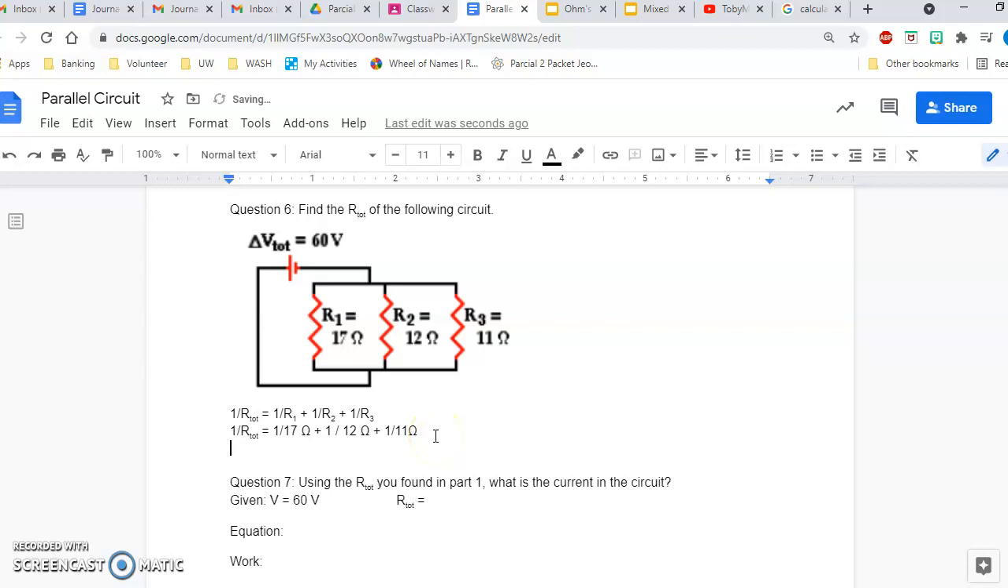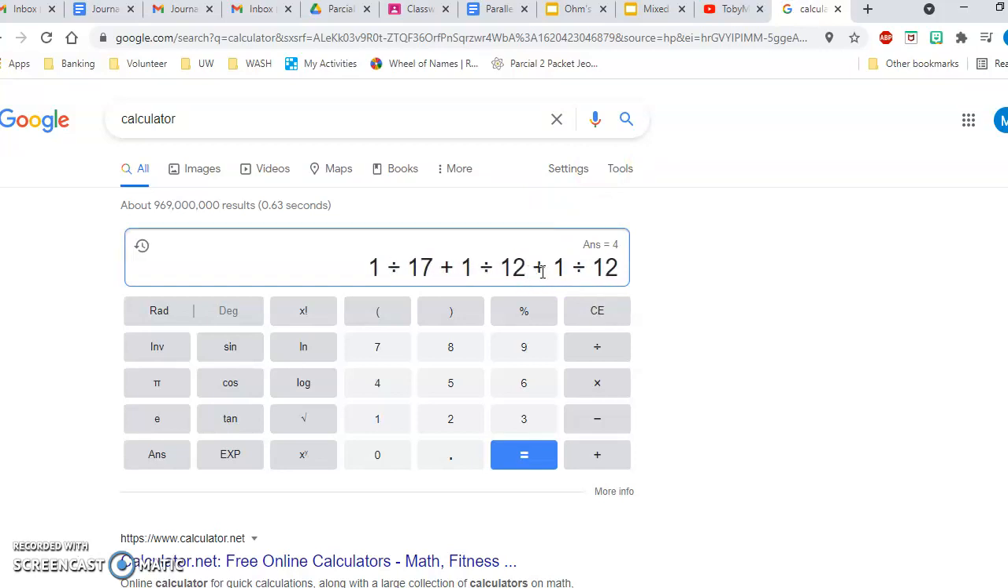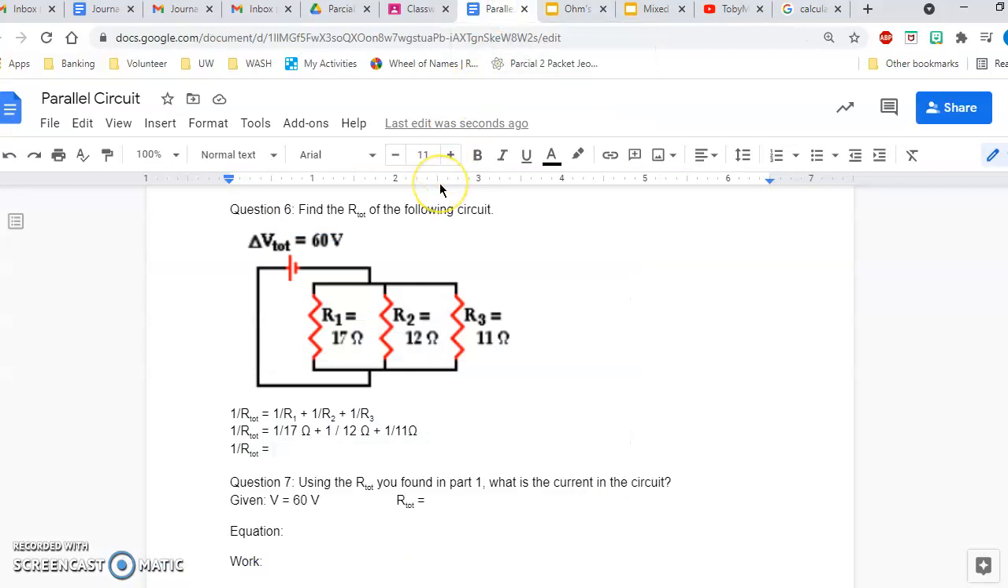So this time, we don't have our denominators, the bottom parts of our fraction, the same. So it would be really, really hard to add them all together. Because of that, I'm going to use my calculator. I'm going to look at what 1 divided by 17 plus 1 divided by 12 plus 1 divided by 11 is equal to. And we got 0.233.